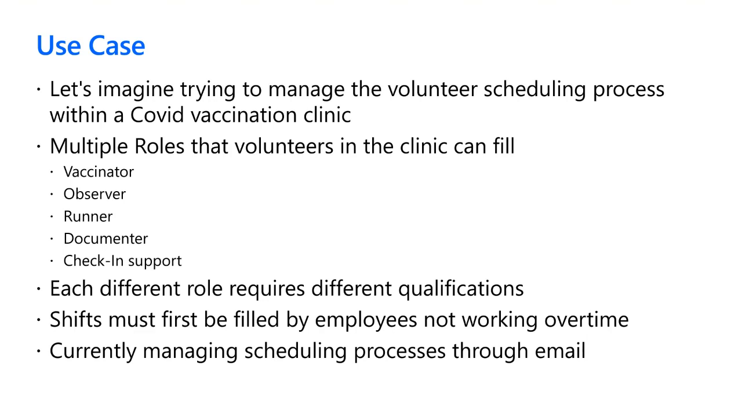Now, one thing to note here is that each different role requires a different set of qualifications. So, for example, to sign up for a vaccinator shift in this COVID vaccination clinic, you might have to be a nurse, a doctor, a medical student, nursing student, or pharmacist, and so these qualifications must be met for you to sign up for a particular shift. That's really what we're talking about with role-based scheduling management: there could be multiple positions that require different qualifications for people to sign up for.